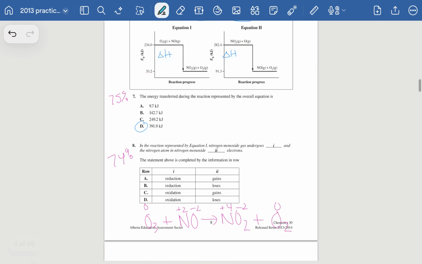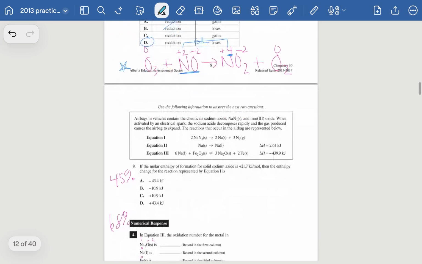Now, another part it's asking in equation 1, which I just rewrote down here, nitrogen monoxide, so this here undergoes blank, and the nitrogen atom is either going to gain or lose electrons. So if you look at nitrogen, it is changing from positive 2 to positive 4. That means you are losing electrons. So if you write down oxidation involves loss, we know it's oxidation, and if you're losing electrons because you're becoming more positive, this one, the answer would be D.